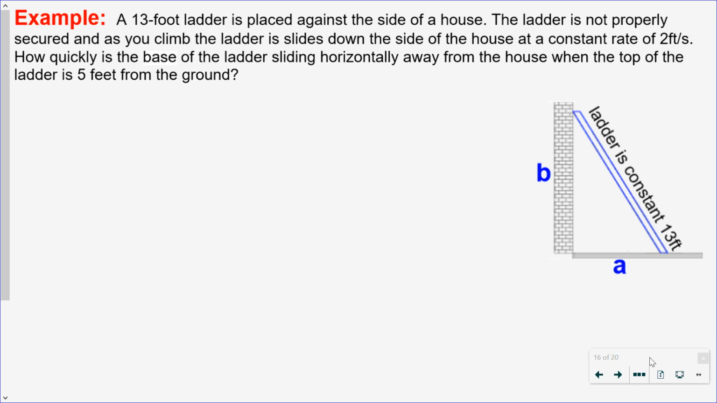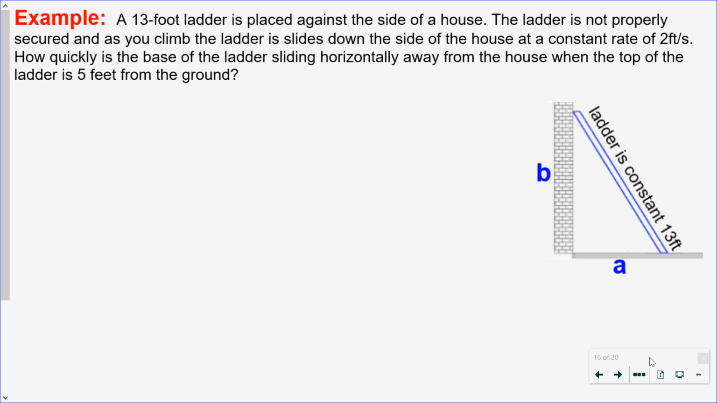So in question number 1, we have a 13-foot ladder, and I say that the ladder is constant, so we're not changing that. So remember, related rates are looking at rates of change, but we're not changing the ladder's length. So it stays 13 feet through the whole question.